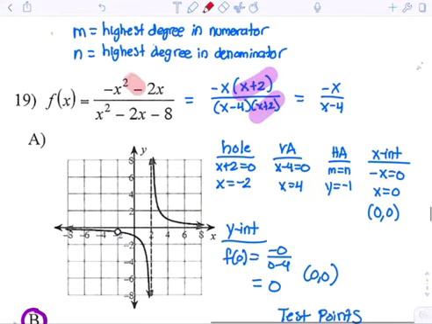Okay, so what I did was I factored this stuff out first. So on the top, I factored out a negative x. And then here, I just factor that trinomial to be that. Now when you factor that out, notice how x plus 2 cancels, right?